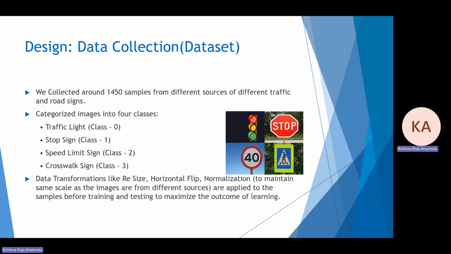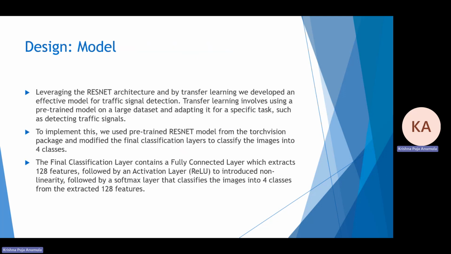Then first, we train our model with the training set, and then we run the model on the test set. We compare the results with the actual labels and calculate the accuracy and confusion matrix.